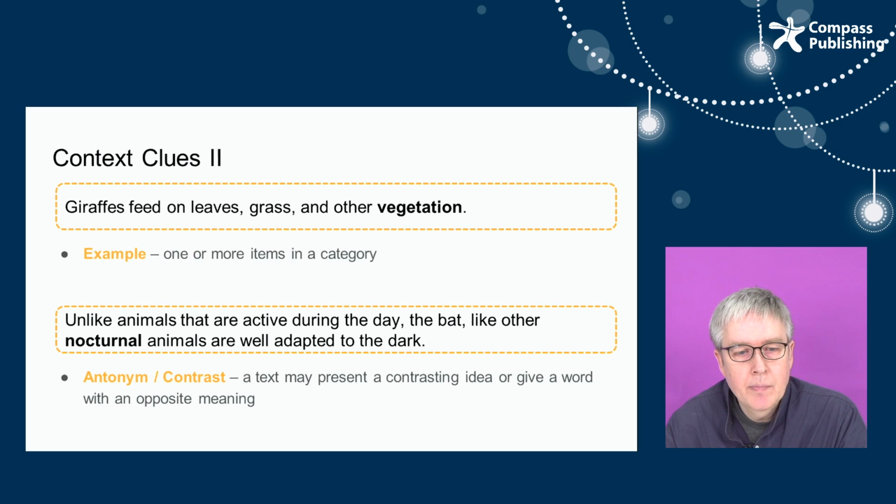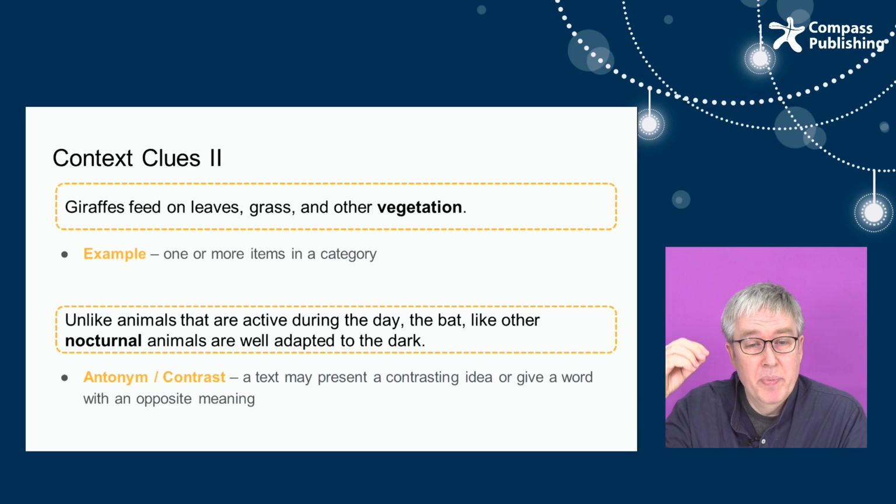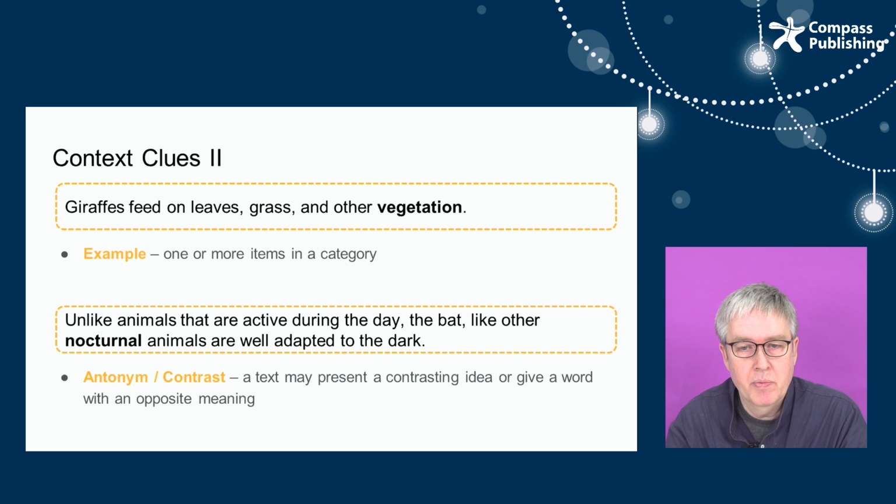Another kind of context clue is example. This could either be the superordinate. The superordinate here means the umbrella term under which other examples are related, or the word that we don't know could be one of the subterms and the superordinate is given. For example, types of vegetation like leaves and grass, right? Giraffes feed on leaves, grass, and other vegetation. So the superordinate here is the one that we don't know, which is vegetation. But we know the examples, leaves, grass, so we can kind of figure out the meaning of vegetation.